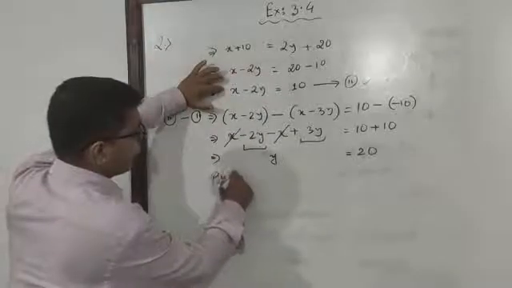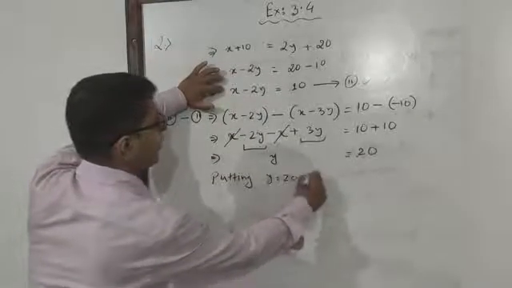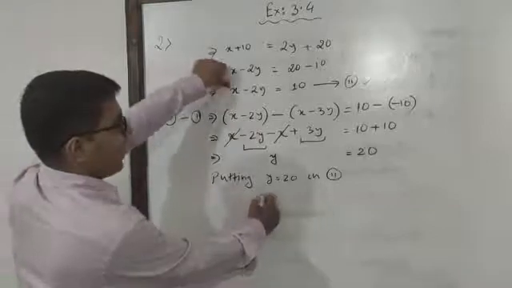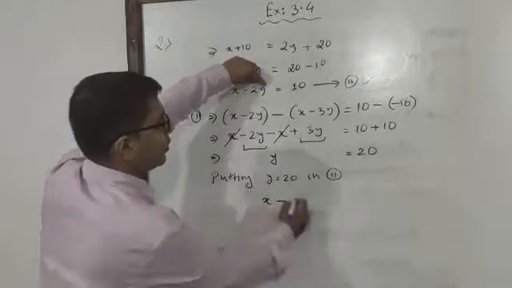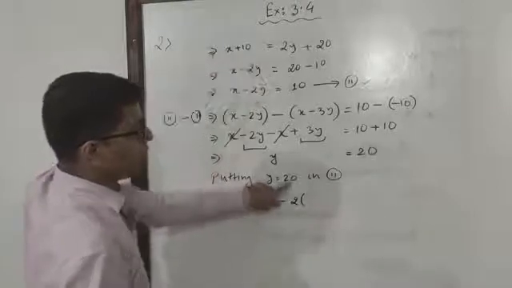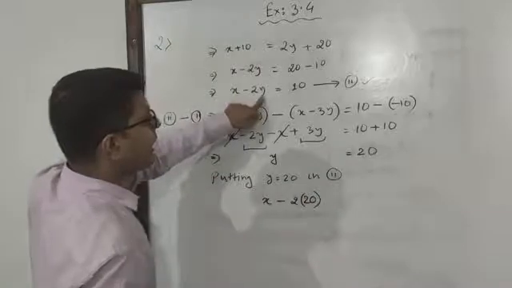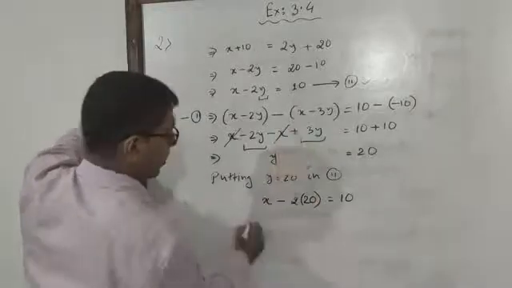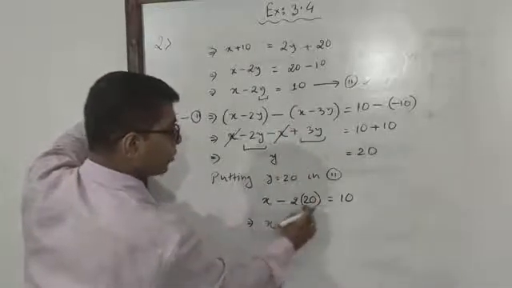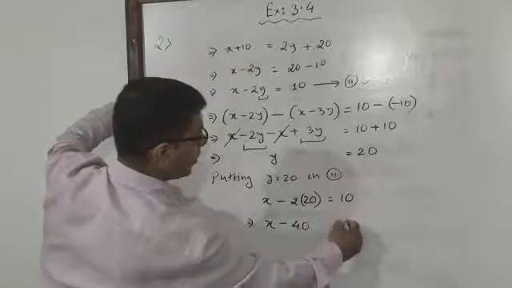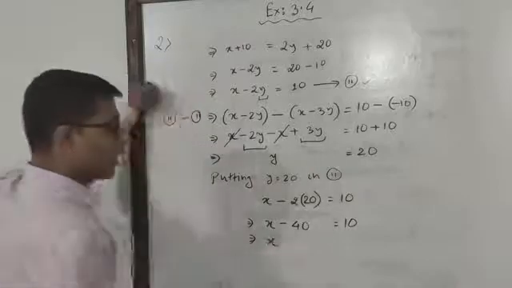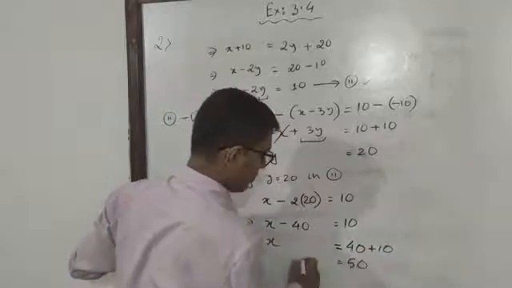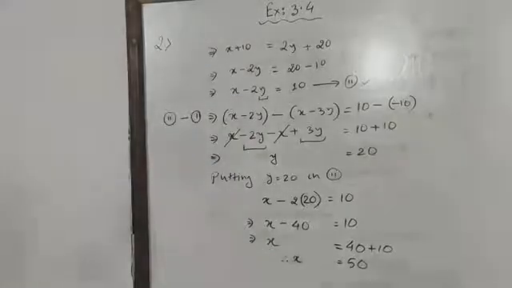So I'll write, putting Y equals 20 in equation number 2. What is equation 2 we have? That is X minus 2 times Y, equals 10. Instead of writing Y, I am replacing Y by its value, 20. So 2 times 20 is 40. X minus 40 is equal to 10. This negative 40 goes to that side, it will give positive 40. So 40 plus 10, that is 50. So X is 50.